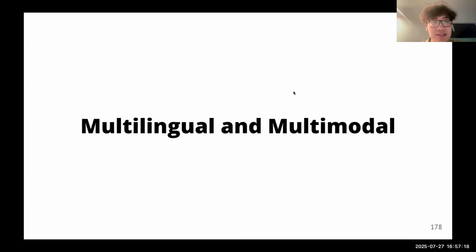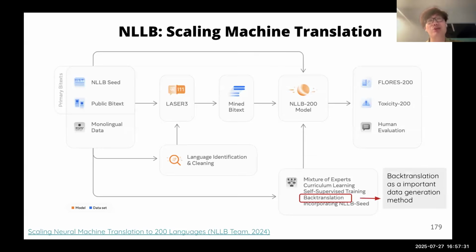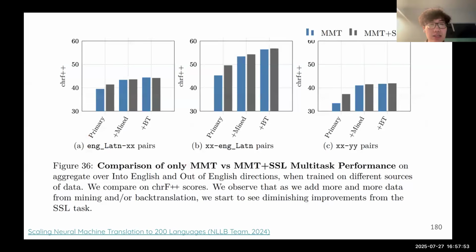Okay, and finally, we just covered the multilingual and the multimodal part. Firstly, since we talk about the multilingual, back translation, as we also covered in the previous part, is a very important data generation method. In this paper, for example, NLLB, which is a very powerful open source machine translation system done by Meta, one of the important data generation methods is back translation.